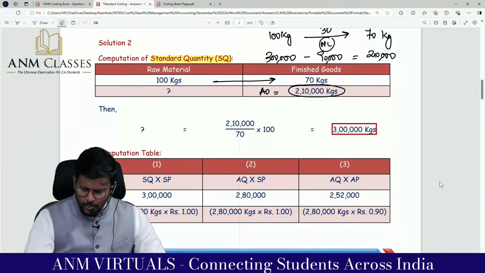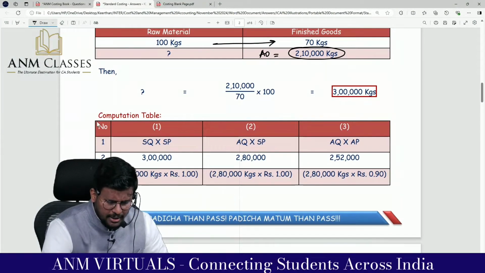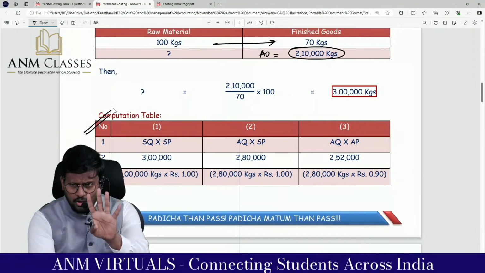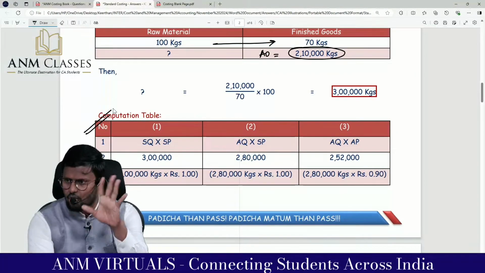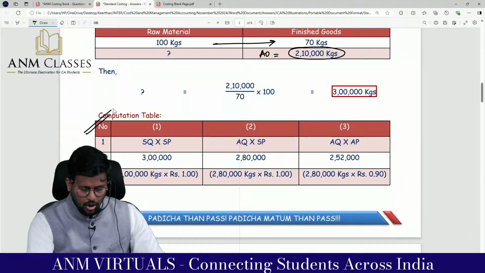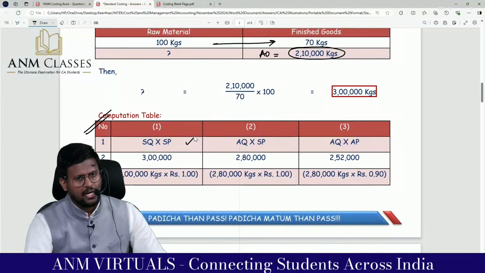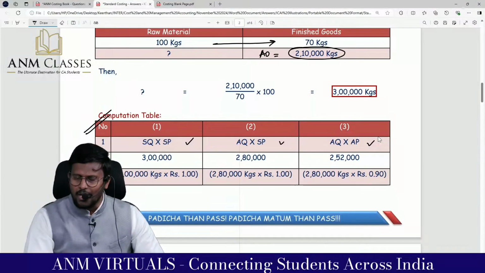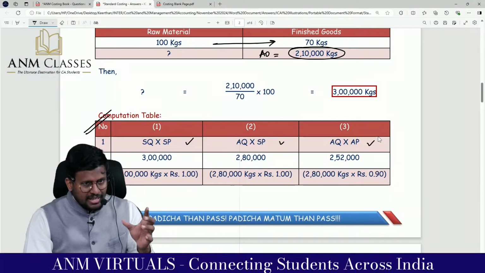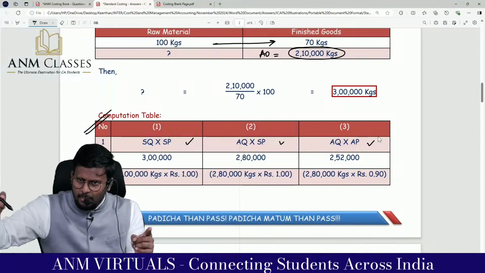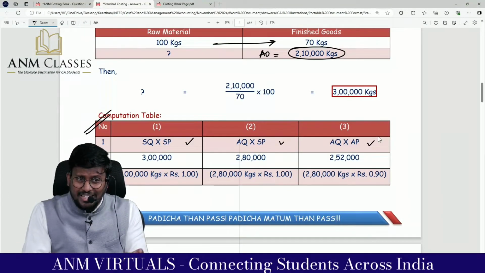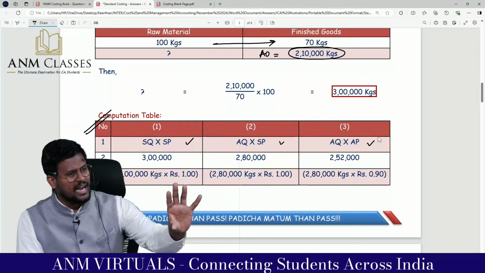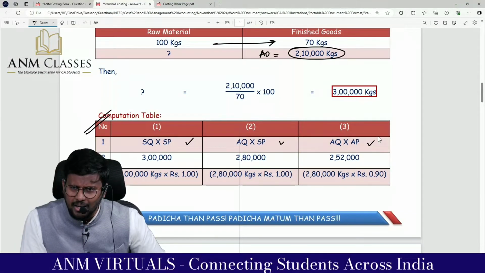Comfortable? We know that. Is it a single raw material product or multiple raw material? It is not a 4-column approach, it is a 3-column approach. What are the 3 columns? Standard quantity into standard price, actual quantity into standard price, actual quantity into actual price. Since we calculated the standard quantity by reverse working, there is no need to go to the actual output into standard consumption formula.